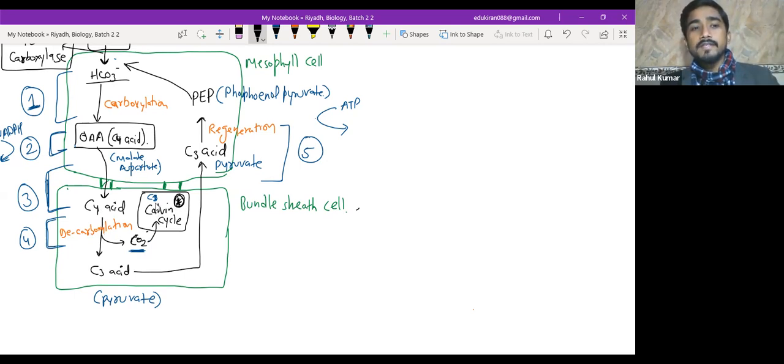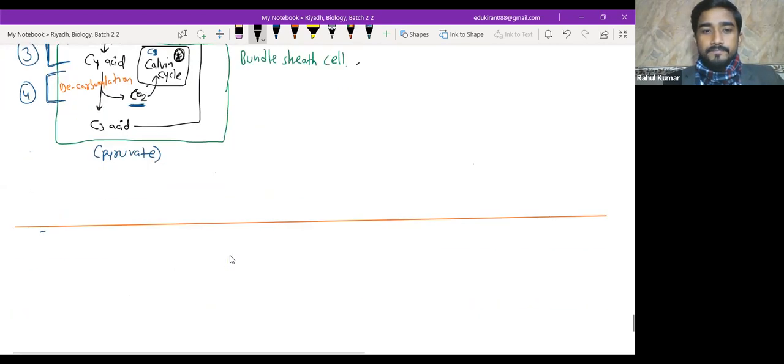The only difference is that the presence of PEP and PEP carboxylase for the carboxylation of PEP along with HCO3, and it forming OAA, is not there in C3. And the anatomy is also different. C3 does not have two types of photosynthetic cell. It has only one type of photosynthetic cell, whereas C4 has two types of photosynthetic cells. Is it clear, everyone? All is good till now?